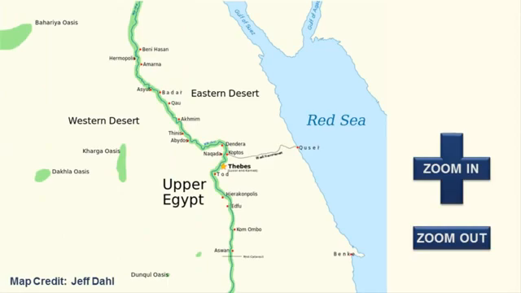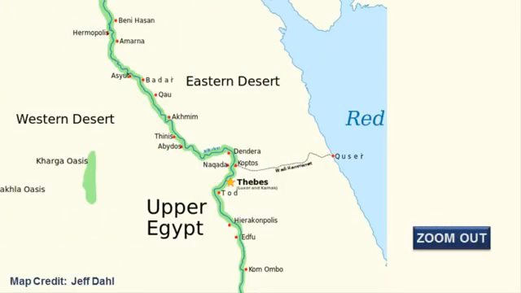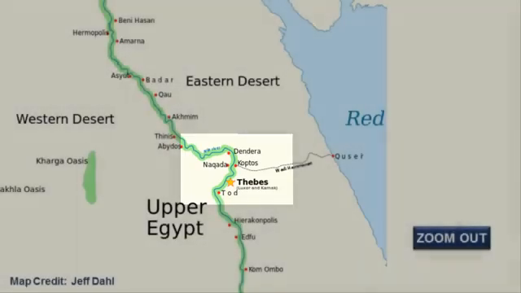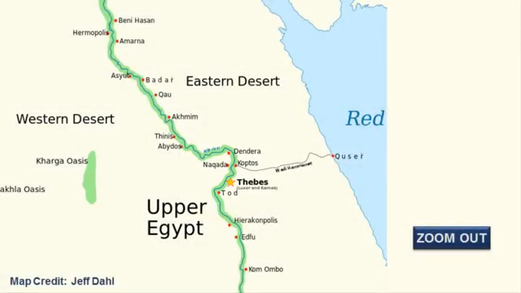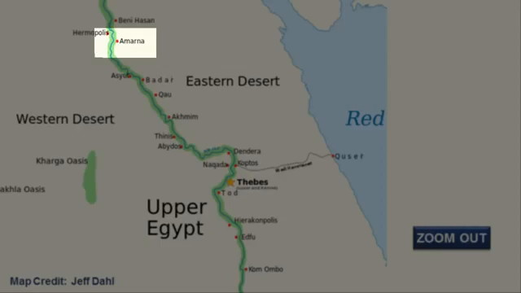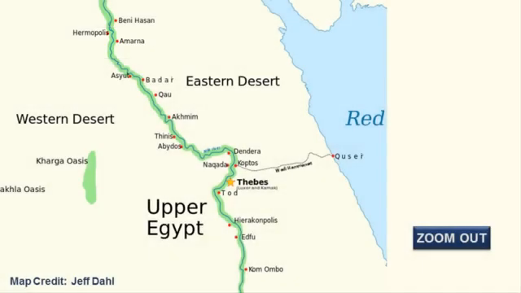This is where the New Kingdom's going to be based. Here on the bend in the river, you can see the city of Thebes, which would be the capital of the New Kingdom. Now, if we go up north just a little bit, we can see Amarna, a capital that was briefly established by the pharaoh Akhenaten.